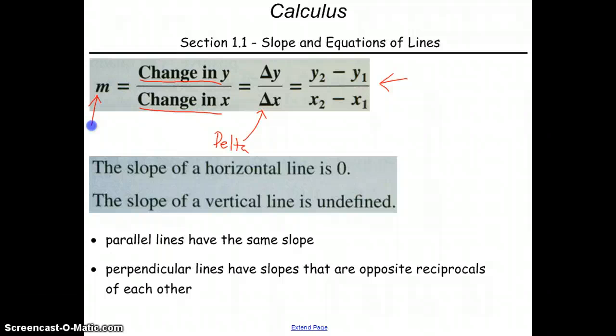Other common things with slope: parallel lines have the same slope, and then perpendicular lines. There's a couple ways you can define perpendicular lines. Most textbooks like to say that if two lines are perpendicular, the product of their slopes is going to be -1. I never really liked that definition. It never helped me, if I had this slope, get the other slope. So I like this definition better: perpendicular lines have slopes that are opposite reciprocals of each other.